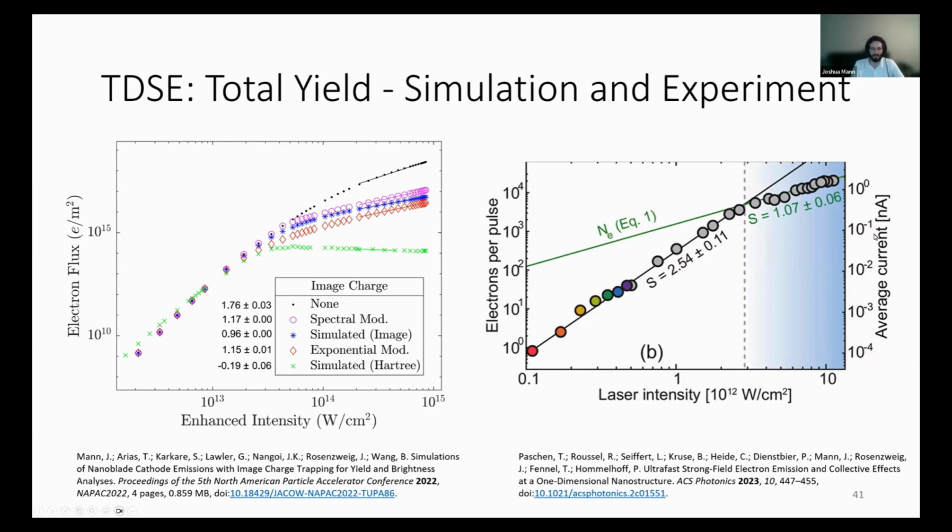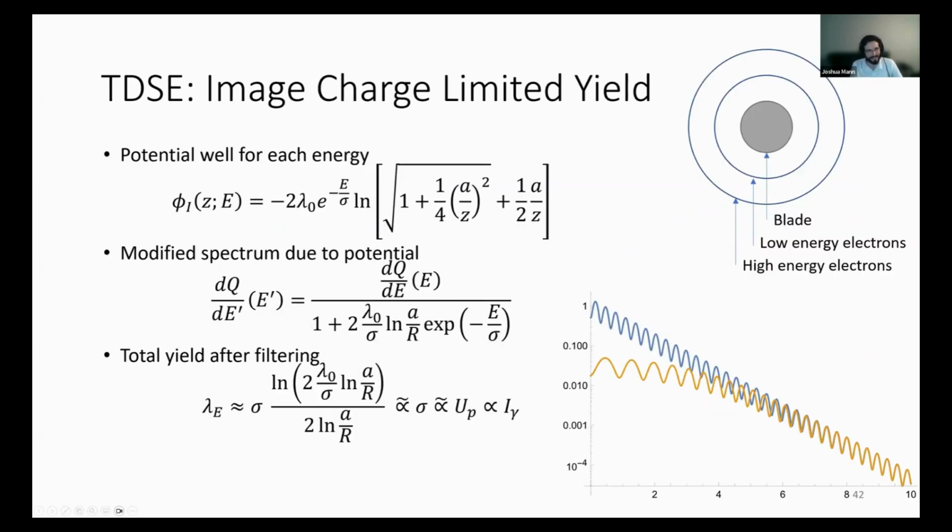So this nicely shows that including the image potential will give you this linear high field scaling. I don't want to go into this slide too much, but this is sort of a more analytical way of looking at the system, where you correlate the electron position with their energy, and you can actually come to the same conclusion that the emitted charge is proportional to laser intensity.